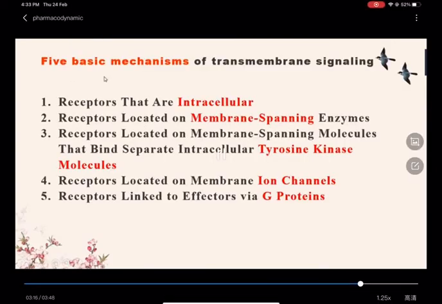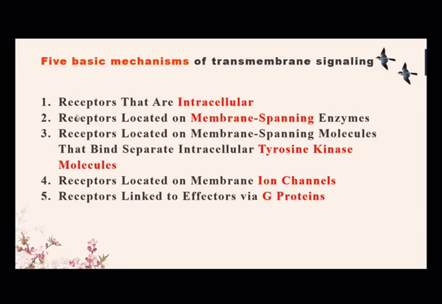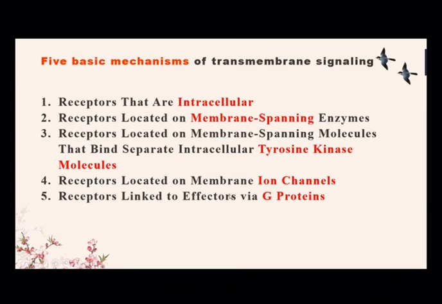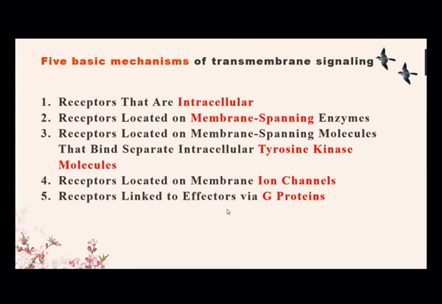Five basic mechanisms of transmembrane signaling. 1. The receptor is intracellular. 2. The receptor is located on a membrane-bound enzyme. 3. The receptor is located on a membrane-bound molecule that binds a separate intracellular tyrosine kinase molecule. 4. The receptor is located on a membrane ion channel. 5. The receptor is linked to an effector via G protein.